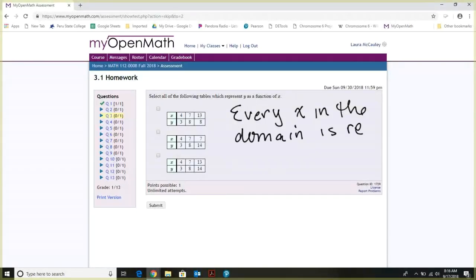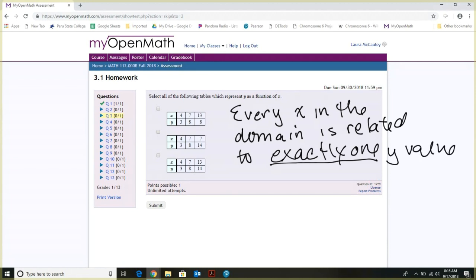is related to exactly one y value. Okay, so you can't get more than one, and you can't have just something missing. So if you look at the first one, let's see, 4 goes to 3, 7 goes to 8, 13 goes to 8. Looks good. In the second one, 4 goes to 3, 7 goes 2 places. 7 goes to 8, and 7 goes to 14. So that's no good. You see, every x has to go to exactly one y value.